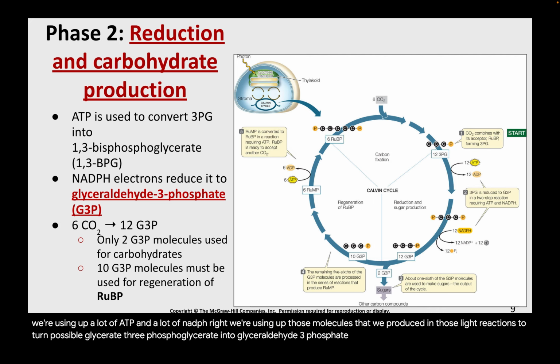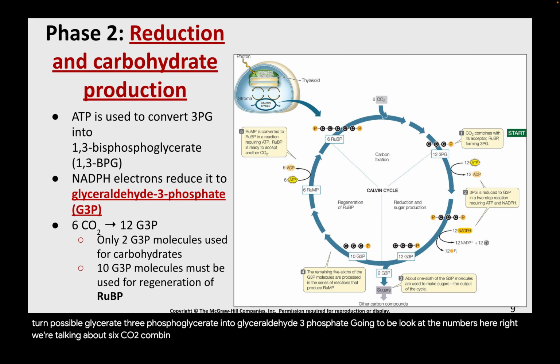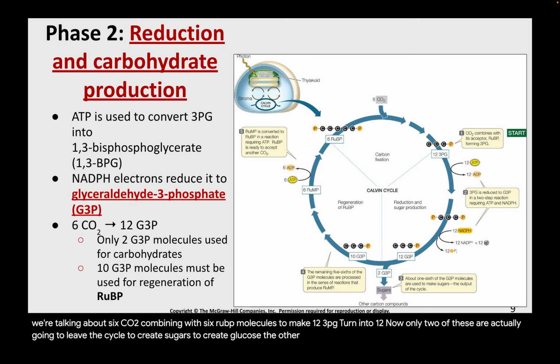Now again, if we look at the numbers here, we're talking about 6 CO2 combining with 6 RUBP molecules to make 12 3PG, 3-phosphoglycerate. 12 of these 3PG will turn into 12 glyceraldehyde 3-phosphate. Now, only 2 of these are actually going to leave this cycle to create sugars, to create glucose. The other 10 are going to continue on to this next cycle.